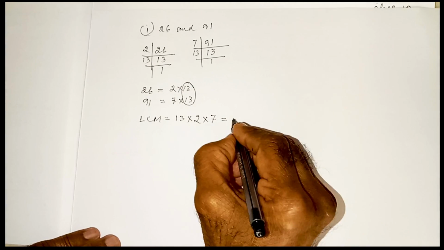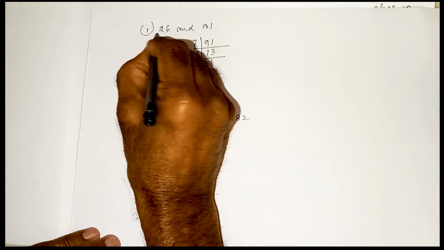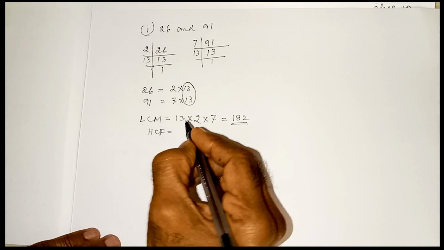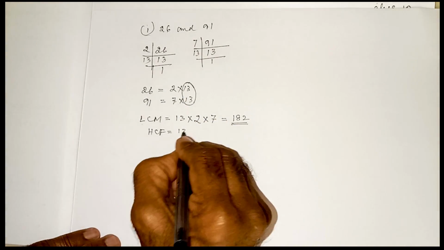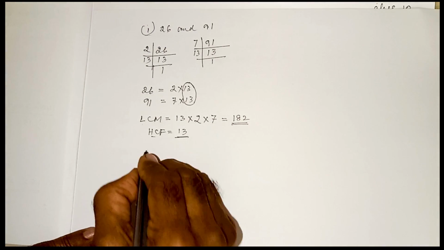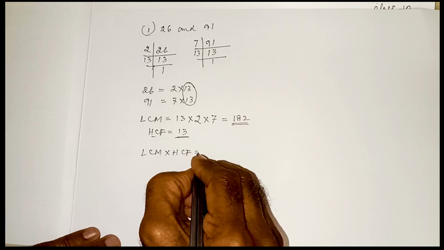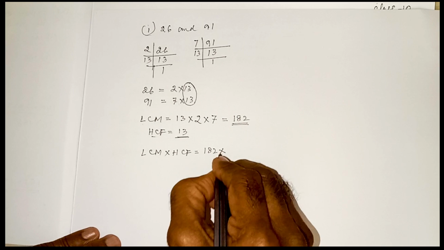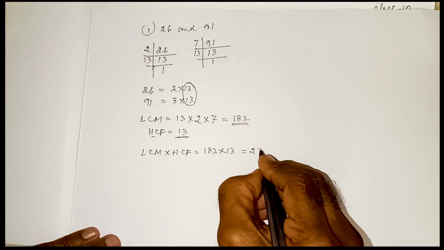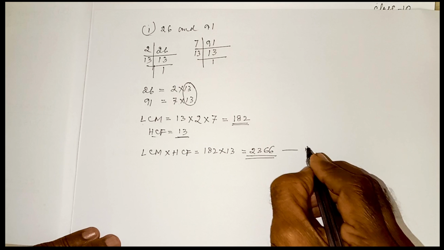Now when you multiply, you get 182. LCM of these two numbers is 182. And HCF is very simple. Whatever is common, that is the HCF. This is the HCF. Now, when you multiply these two, what do you get? Let us write down that LCM into HCF equals 182 into 13. When you multiply this, you get 2366. Now this is our first answer.